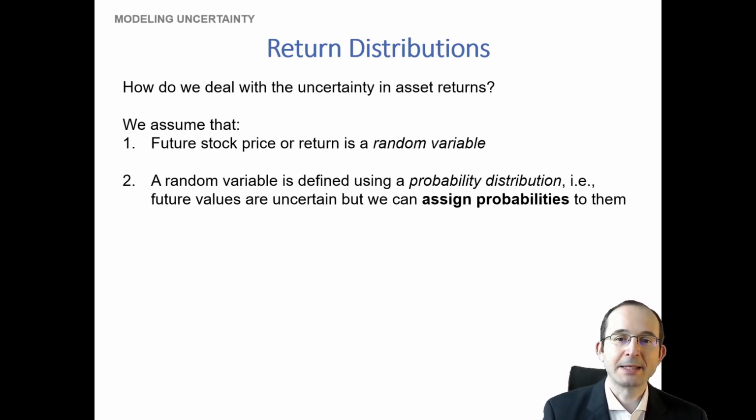So by assigning probabilities to certain outcomes of the underlying asset's payoff or return, we can then actually characterize them the way we would with a random variable, and then there are many more things that we can say about potential outcomes and the riskiness of those outcomes for this asset than if we don't do this.